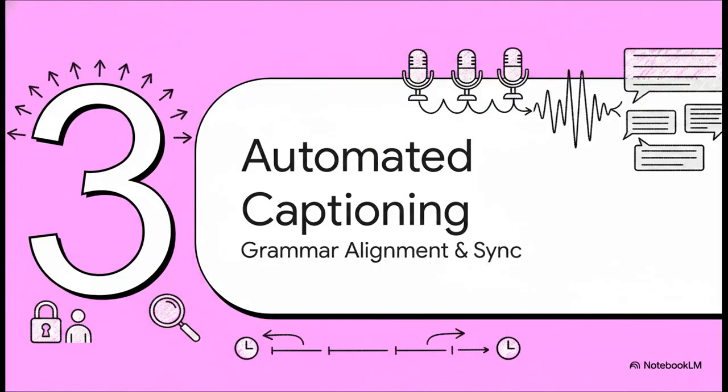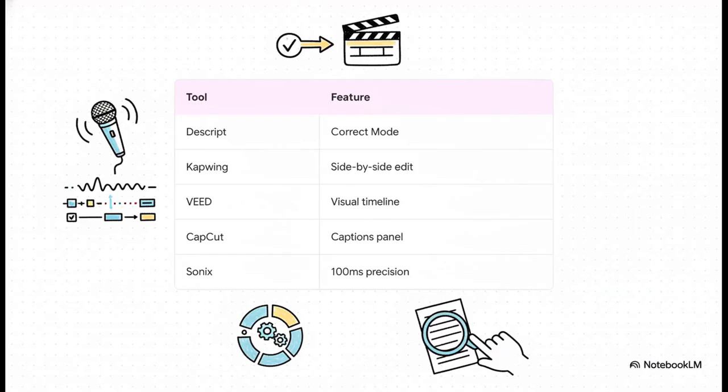Okay, let's shift gears and talk about automated captioning and sync. Because these days, captions are not optional. They're absolutely critical for accessibility and making sure your message actually lands. Our creative blueprint specifically requires adding automatically synced subtitles and seamlessly correcting the grammar. To pull this off, creators are turning to incredible AI tools like Descript or Capwing.